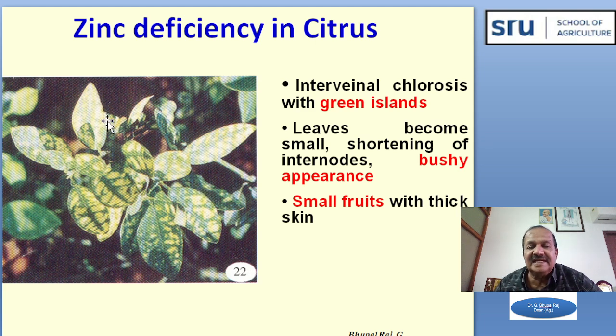And this is the citrus. Again, leaves will become yellowish with green islands. This is the peculiar symptom in the leaves. It looks like green islands on the leaf, and a bushy appearance. And later on, what happened? The citrus fruits will be very small. We'll get very small fruits due to the zinc deficiency.